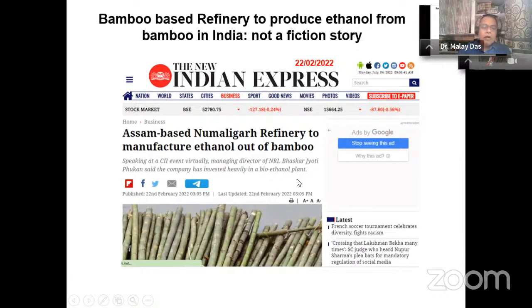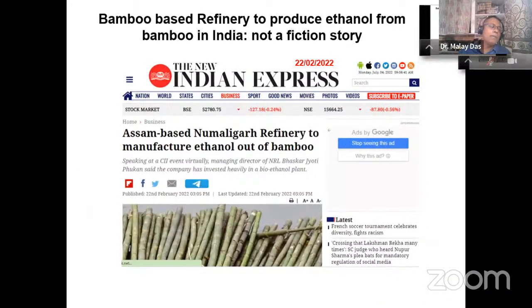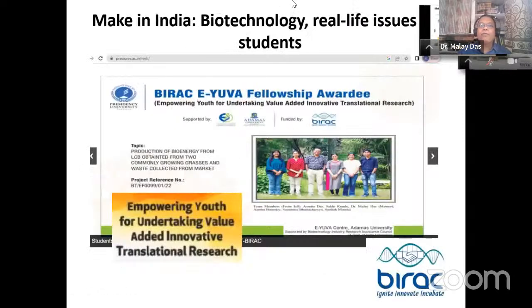So a lot of development has been happening in the area. Our idea is to use some of our superior genotypes to put into this kind of pipeline and develop this kind of bamboo-based bioenergy for the future. So we are thinking about forming an entrepreneurship and company in future.